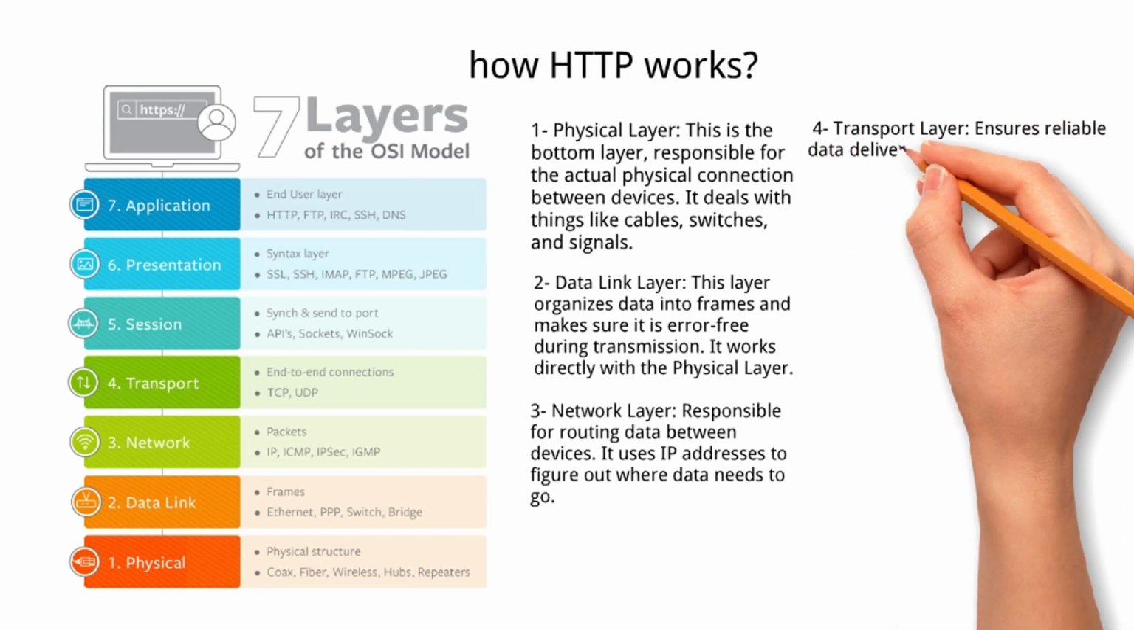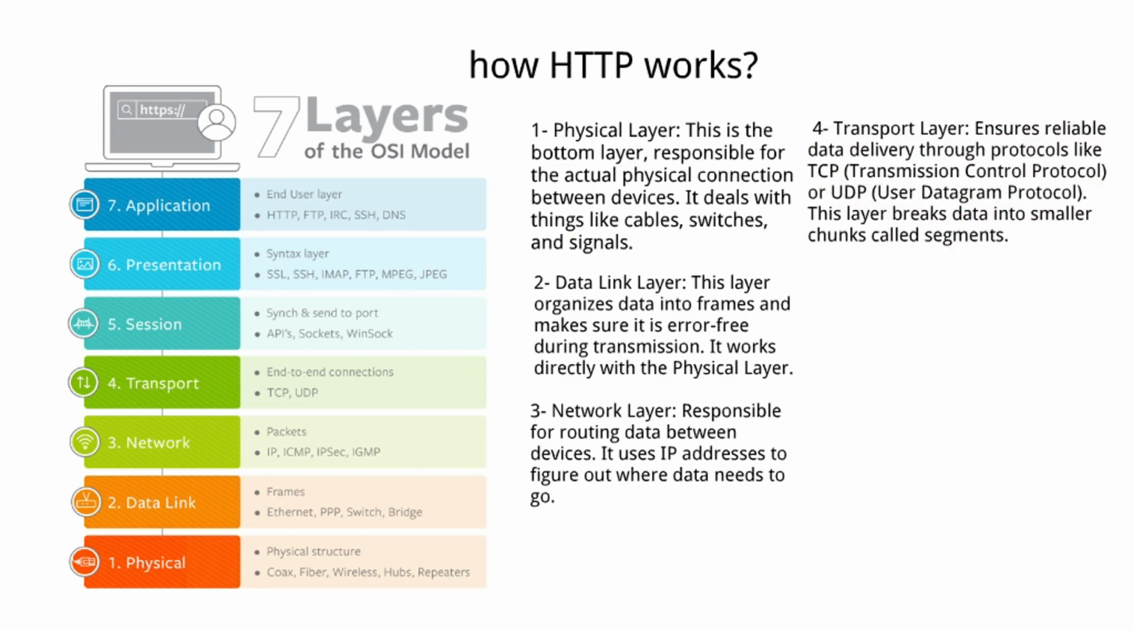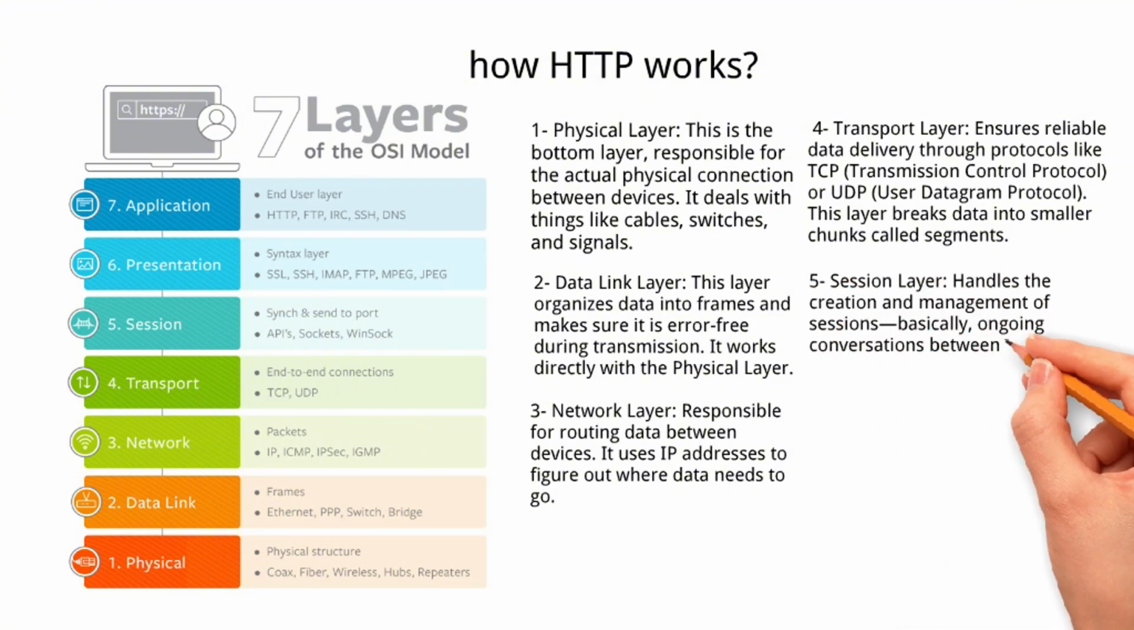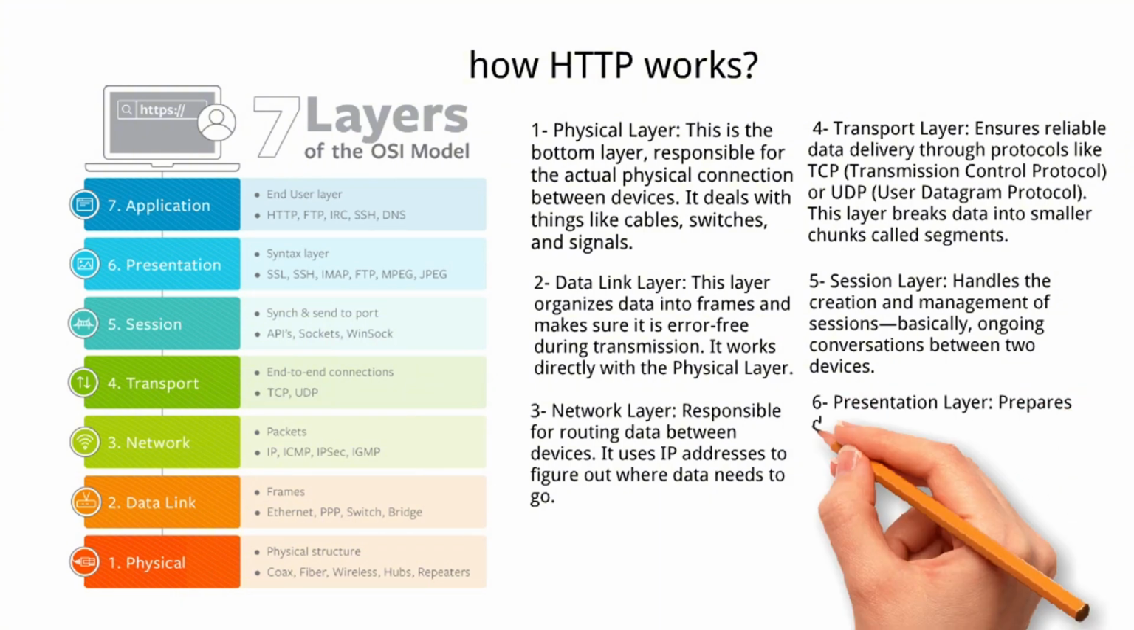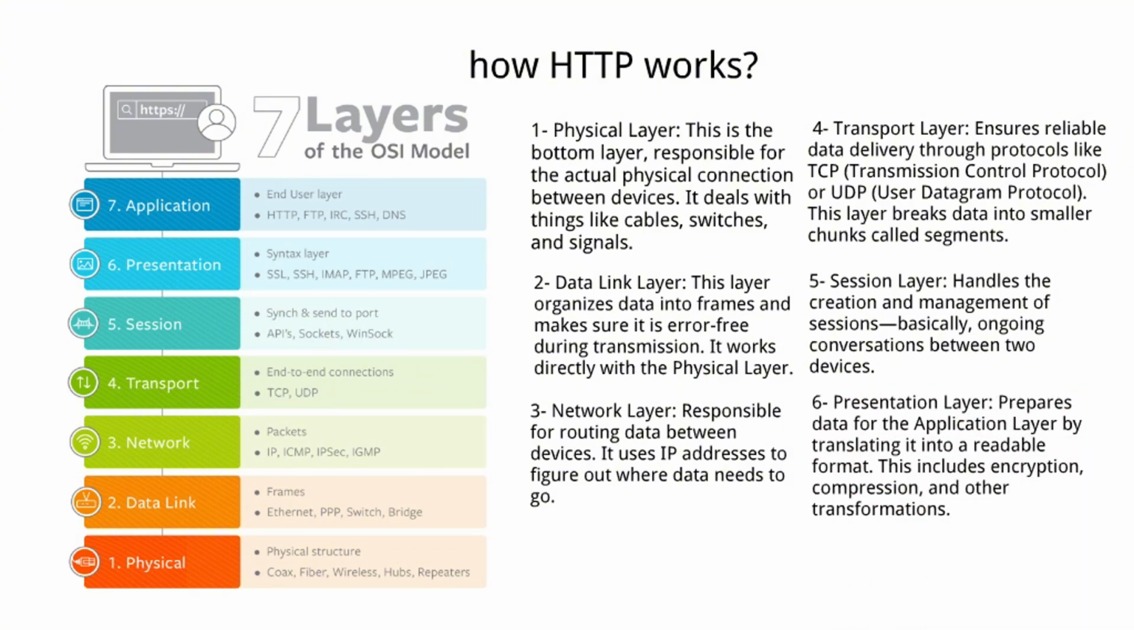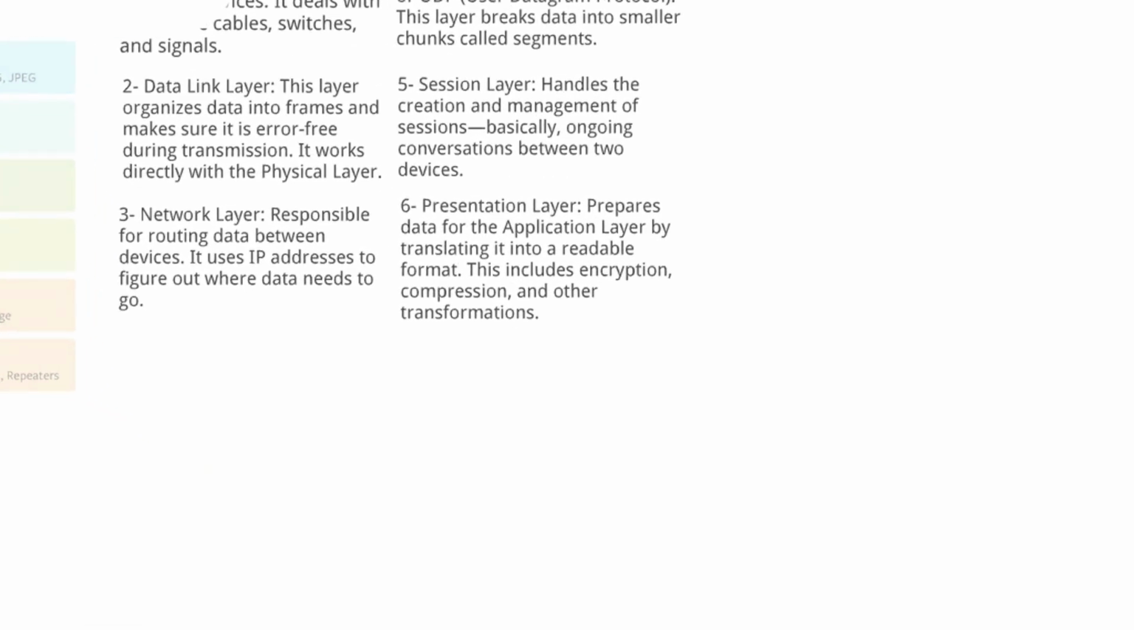4. Transport layer. Ensures reliable data delivery through protocols like TCP, Transmission Control Protocol, or UDP, User Datagram Protocol. This layer breaks data into smaller chunks called segments. 5. Session layer. Handles the creation and management of sessions, basically, ongoing conversations between 2 devices. 6. Presentation layer. Prepares data for the application layer by translating it into a readable format. This includes encryption, compression, and other transformations.